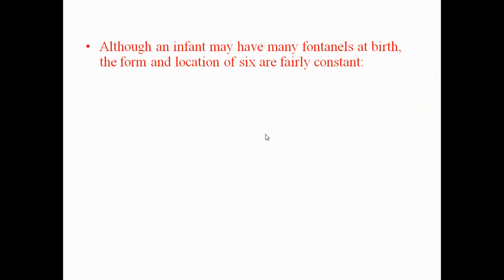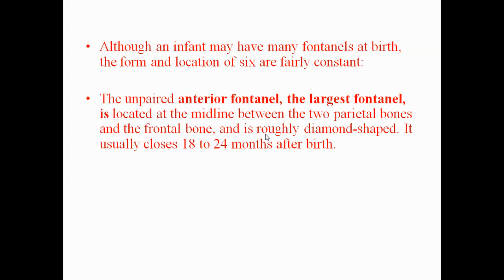So the infant may have many fontanelles at birth. The form and location of six fontanelles are known. The first one is the unpaired anterior fontanelle. This is the largest fontanelle, and it is located at the midline between the two parietal bones and the frontal bone. It has the shape of a diamond, and it usually closes at 18 to 24 months after birth.